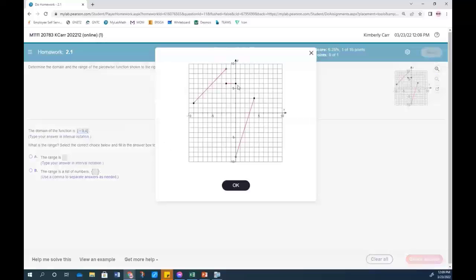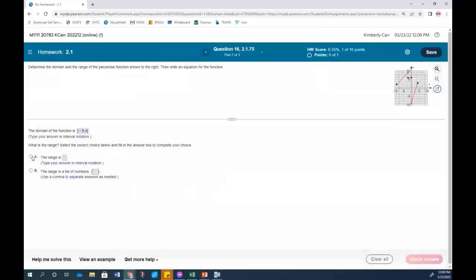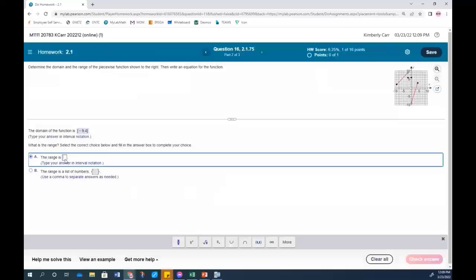This one piece would give me a single number, but each of these is all of those numbers, so it should be an interval notation. So the range in interval notation is -9, and it was open there, and then all the way up to +9, and it was open there.